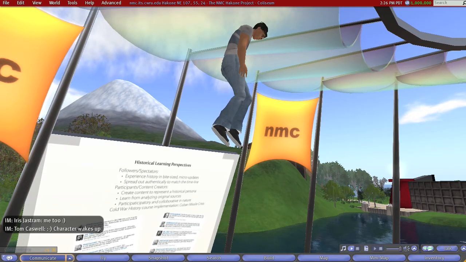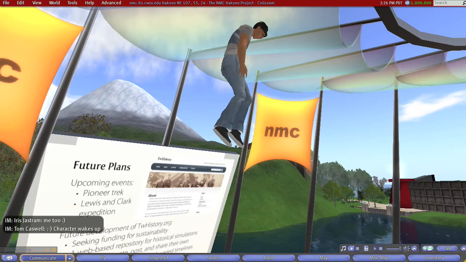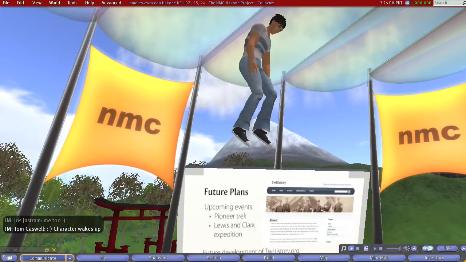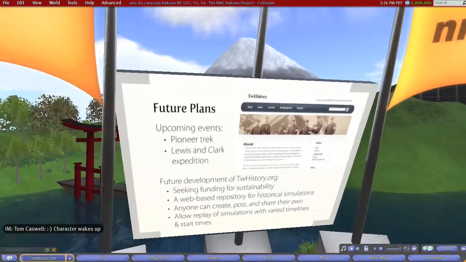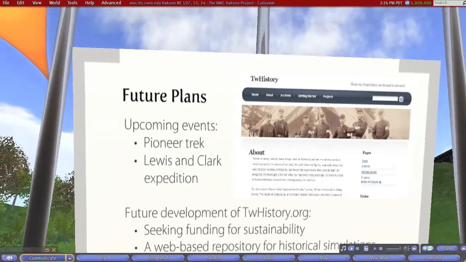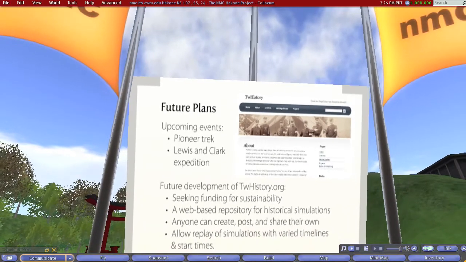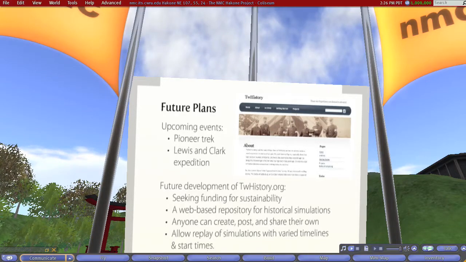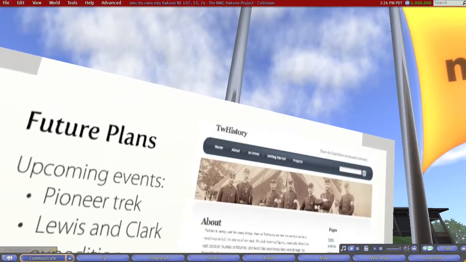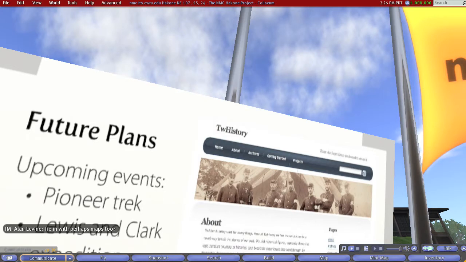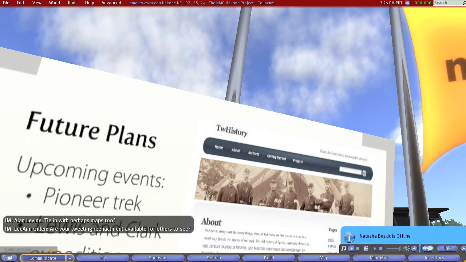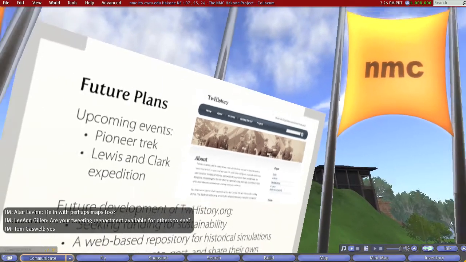So if we could go to the next slide, these are just kind of the future plans that are coming up in the next few months. One of them is a pioneer trek. This is the 1847 pioneer trek of a group of Mormon settlers that went from Nebraska to Salt Lake City. And I was able to find about 10 volunteers. We've done about 20 historical characters, and it's going to take place from the first week in April, so just a few weeks, to about the end of July. And we're kind of excited about that, one of our major reenactments for the year.